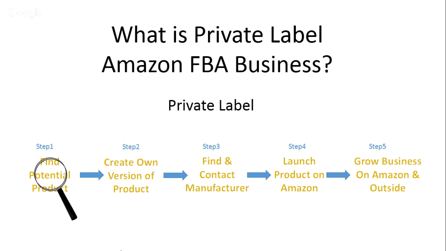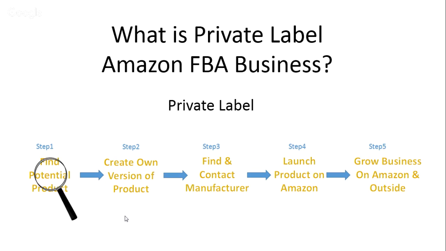So you create your own version of it, find the supplier and contact them, and get your product manufactured. Ship the product from the manufacturer's place to the Amazon warehouse, then launch the product on Amazon, then grow it from there. This is basically a complete overview. It's just a very broad outline, but there are a lot of things in detail that need to be covered.